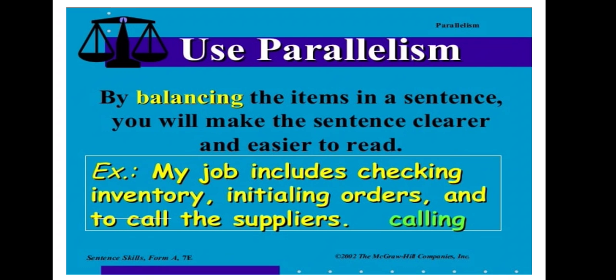By balancing items in a sentence, you will make the sentence clearer and easier to read, and of course easier to understand. So this is one example. My job includes checking inventory, initiating orders, and to call the suppliers. So it's balanced, right? Because it's related to one business. Checking inventory is business, initiating orders is business, and calling the suppliers is also related to business.